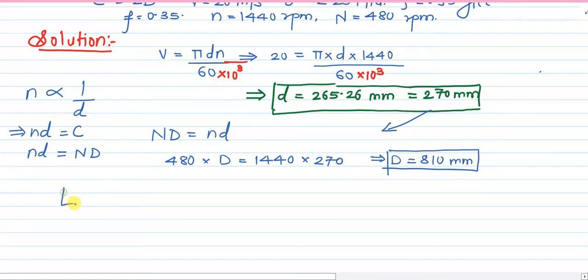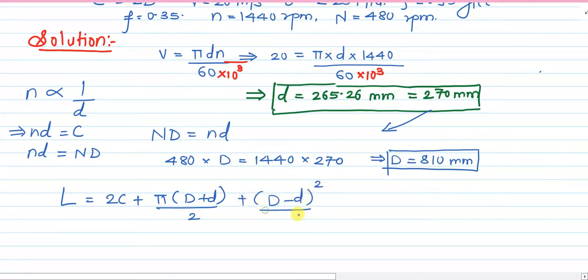The length of the belt, capital L, is equal to 2c plus pi times (capital D plus small d) divided by 2, plus (capital D minus small d) squared divided by 4c. Now in this equation there is the term c. It was already specified in the problem statement itself that capital C was nothing but 2 times capital D.